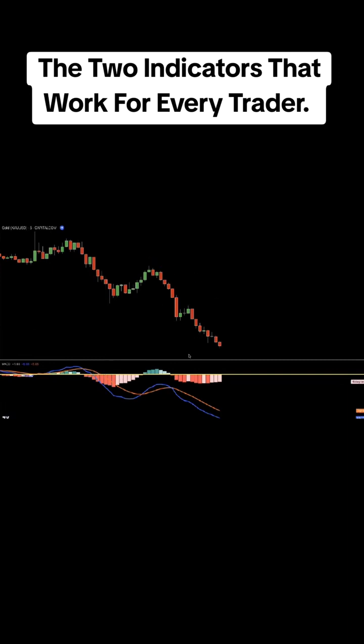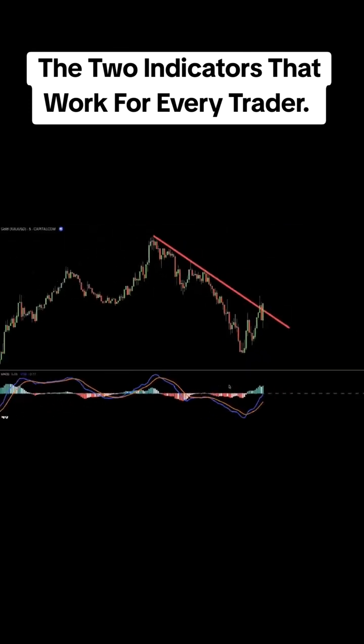Our strategy is built on three key pillars: trendline breakout, MACD crossover confirmation, and top-down analysis. Now check out this setup on the chart. We're in a clean downtrend with lower highs connected by a trend line. Sellers have been in control, steadily pushing the price lower, but suddenly the price breaks above the trend line. That's our first major clue.